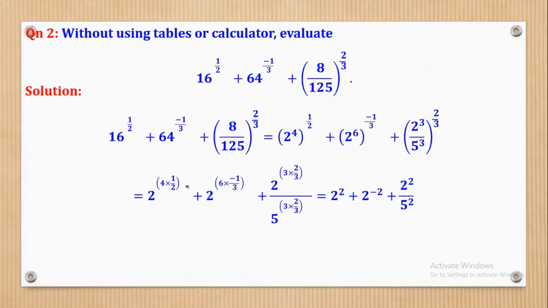Now when you simplify, 4 times a half is 2, that's why you see 2 there. Then this one also is negative 2, that's why you see negative 2 there. Then this is 2, that's why you see 2 there. And this is also 2, that's why you see 2 there.